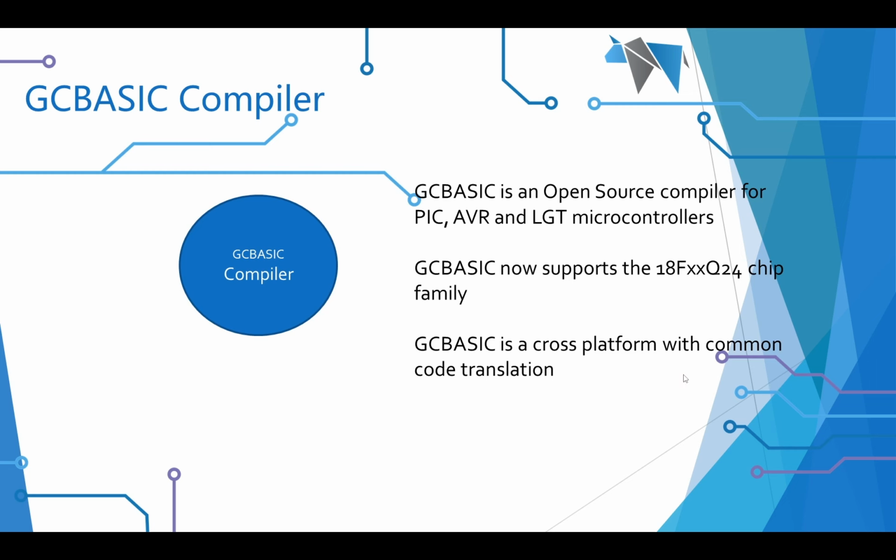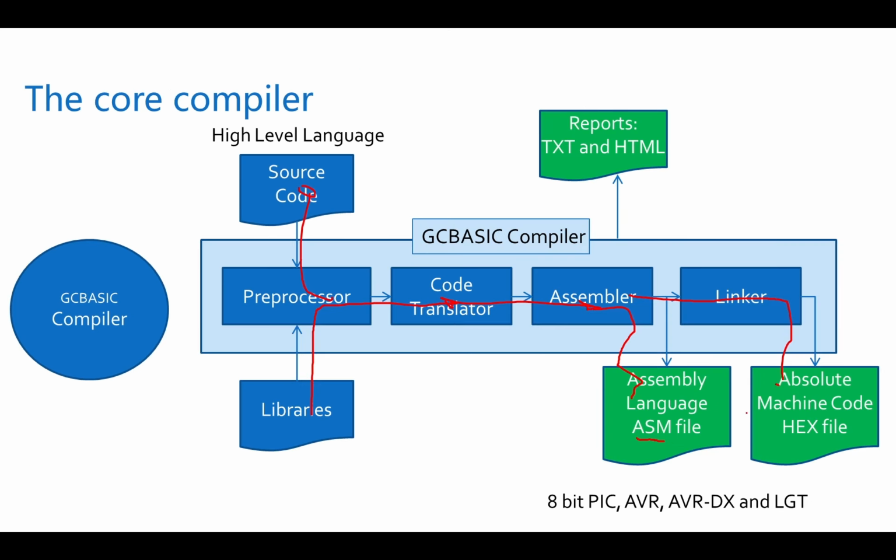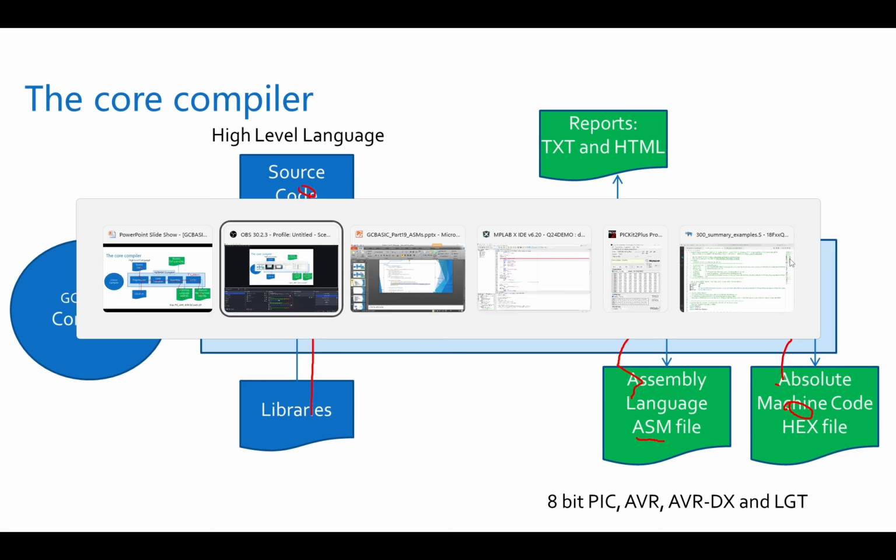And that's through GCASM. GCASM sits here. It's an internal part of the compiler. It's not exposed. We can see that in operation. Let's have a look at that now.